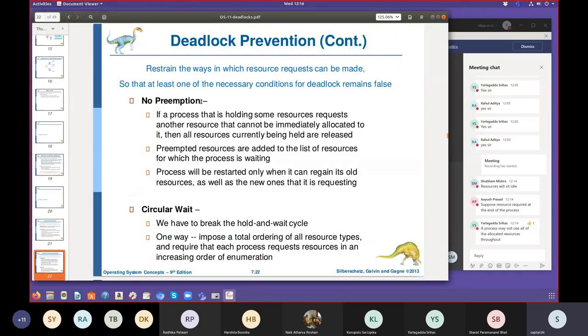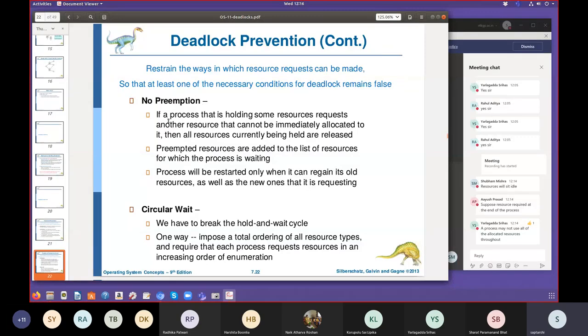Let's proceed to other ways of deadlock prevention, and we are again going ahead with the same idea that we will prevent the necessary conditions for a deadlock from all existing. We will ensure that all the necessary conditions for deadlock cannot become true. Another necessary condition for deadlock was no preemption. We can prevent that, or we can disable that.